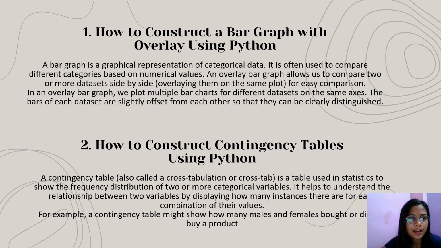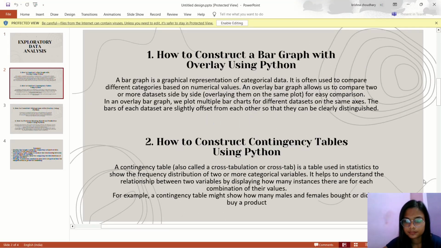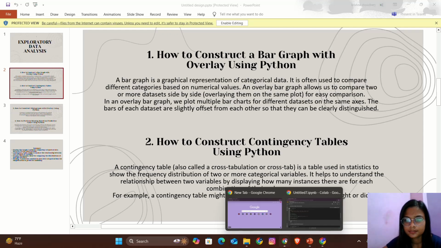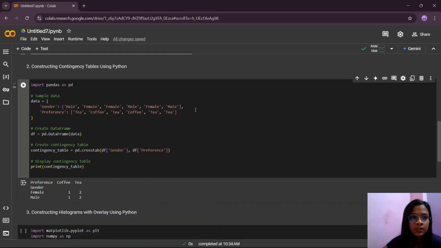In an overlay bar graph, we plot multiple bar charts for different data sets on the same axis. The bars of each data set are slightly offset from each other so that they can be clearly distinguished. Now let's see an example of it in our Google Colab. Just go to Google Colab.